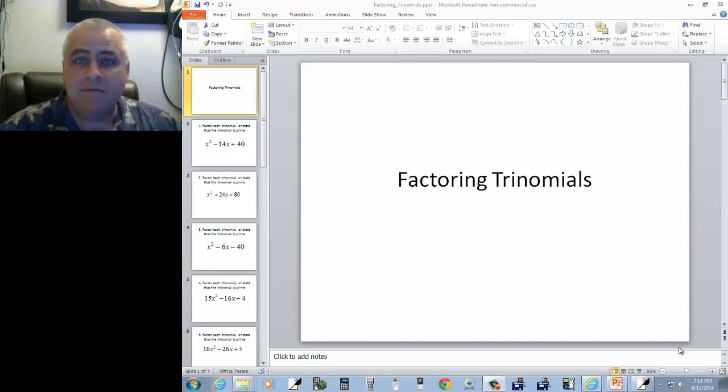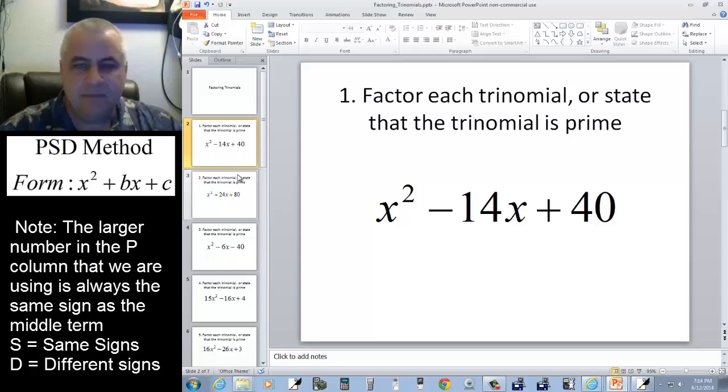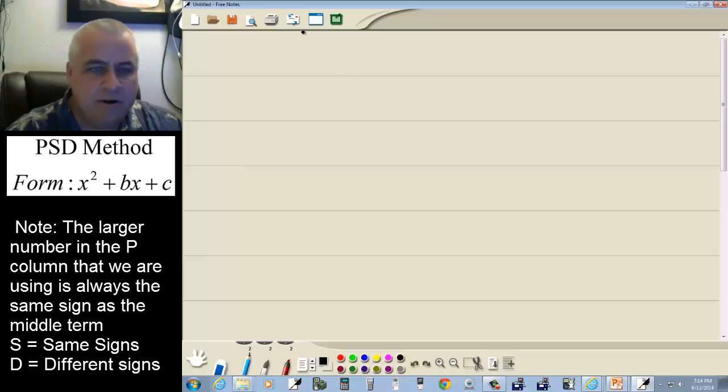Let's take a look at factoring trinomials. And I like to show this by example. So let's look at our first one. We got x squared minus 14x plus 40.